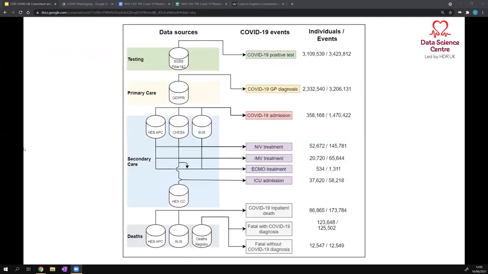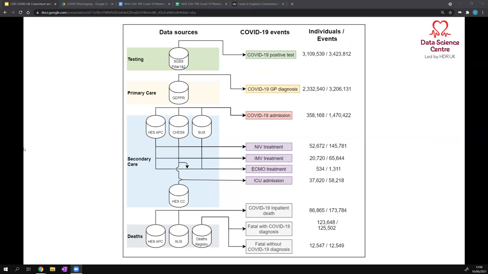We'll start off with this rather busy flow diagram, which illustrates the process by which we identified our events. On the left-hand side, you can see 7 different data sets across testing with SGSS from Public Health England, primary care encompassing GDPR, secondary care, and Office of National Statistics Death Registry. From these 7 data sets, we then extract 10 distinct COVID-19 events under the 5 broad categories of testing, primary care diagnosis, hospitalisation, critical care, and deaths.